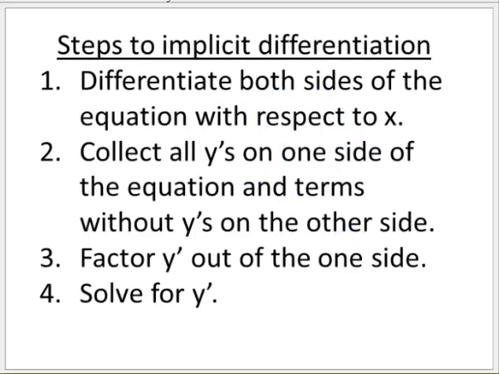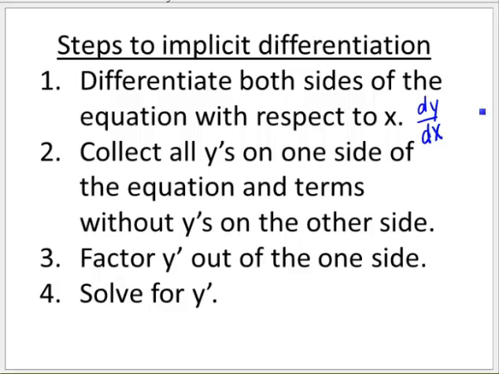Here are the steps that we're going to use for implicit differentiation. The first thing we're going to do is differentiate both sides of the equation with respect to x, which means we're going to be taking the derivative of y with respect to x. So we're going to end up with a dy over dx. Remember, y prime and dy over dx are the same. I'm going to say that many times today, because it's so important that you know that y prime and dy over dx are exactly the same.